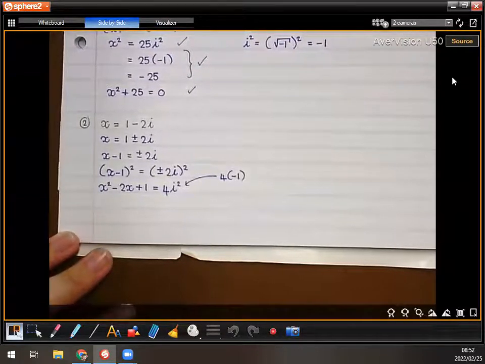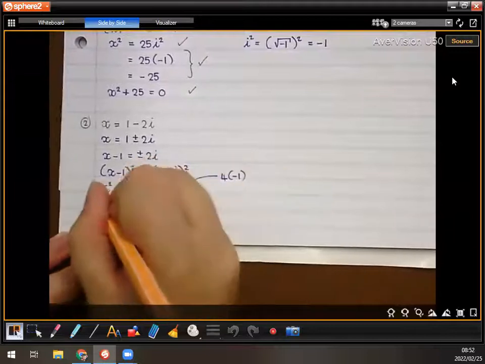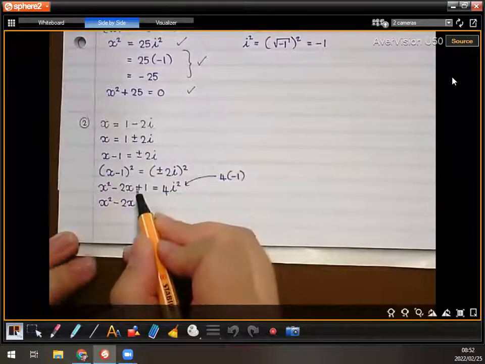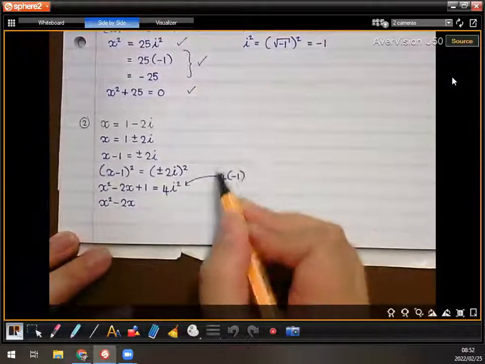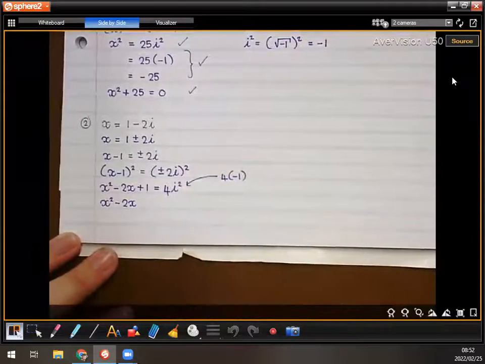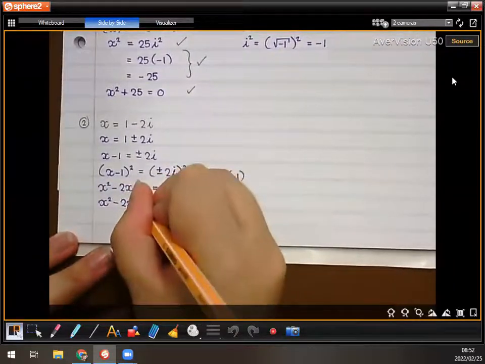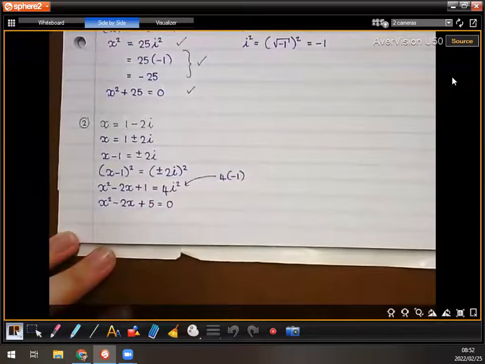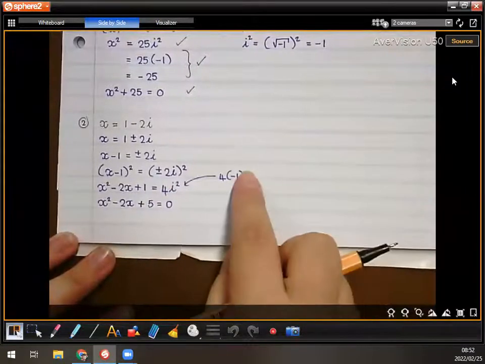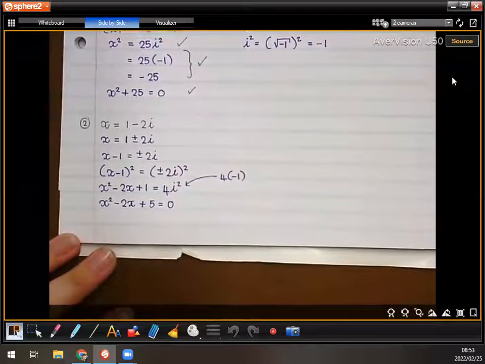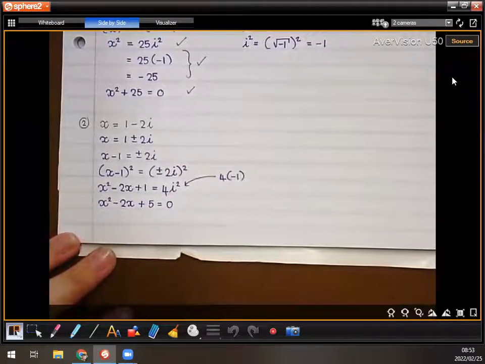And now we must just get everything on the one side. So we have x squared minus 2x. Here we have a plus 1. On this side, we have a -4. So if I move this -4 to the left, it's going to become plus 4. What's 1 plus 4? 5. Equals 0. You can put in some more steps if you wanted to. You could write -4 as a separate step, you could move it. It's up to you, whatever makes you comfortable.